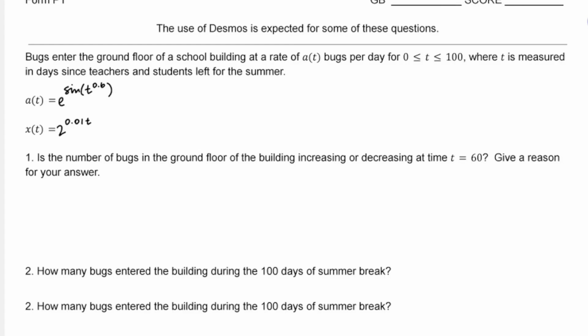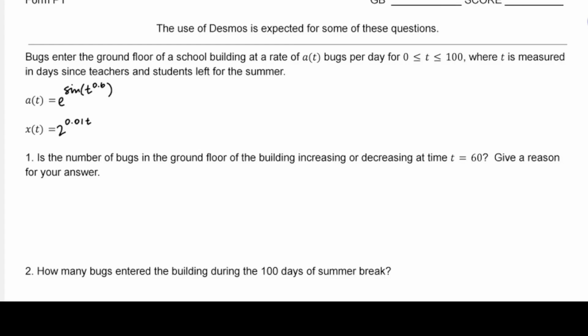I think my issues were more with how I administered and how much time I allowed for it, but we'll get there. So the number of bugs, is it increasing or decreasing at time t equals 60? And a of t is the rate the bugs arrive, and x is the rate at which they leave. This is not totally clear from the first two problems.